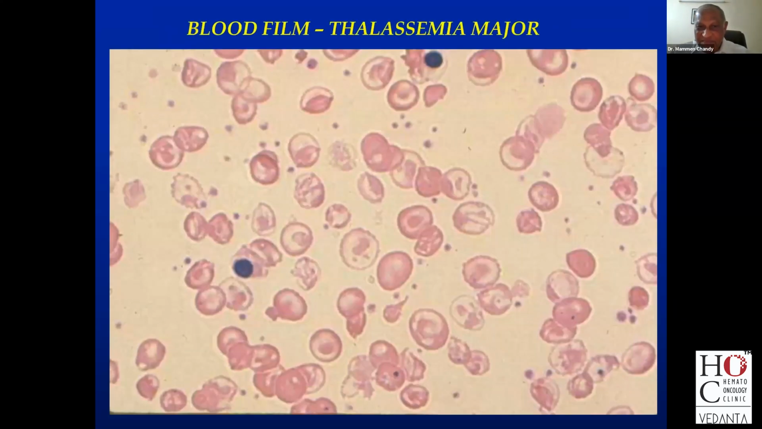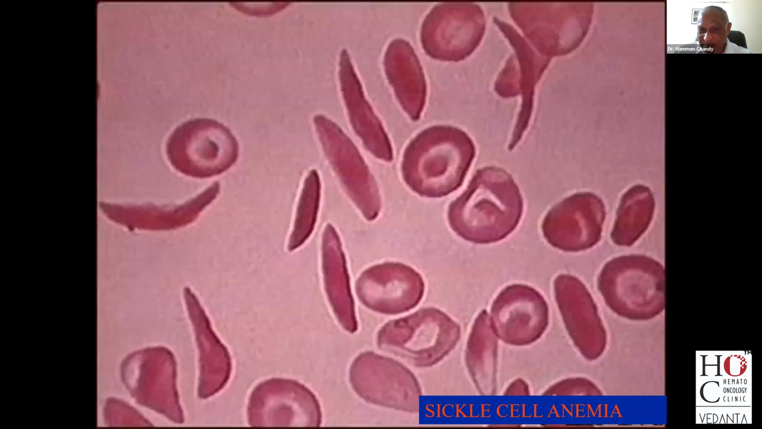A few blood pictures. Diagnosis, thalassemia major. Why? Nucleated red blood cells, target cells, hypochromic microcytosis. Diagnosis, thal major. Diagnosis, sickle cell anemia.